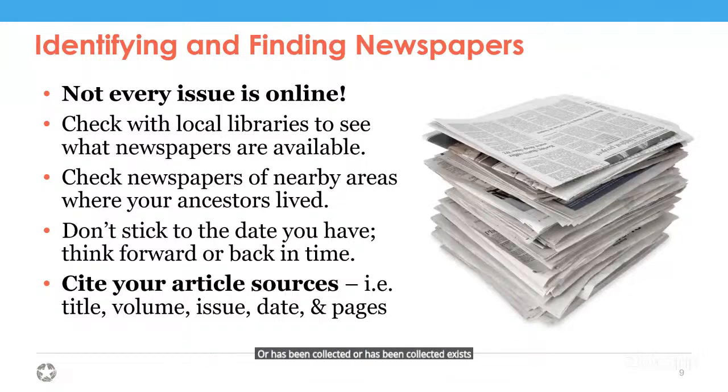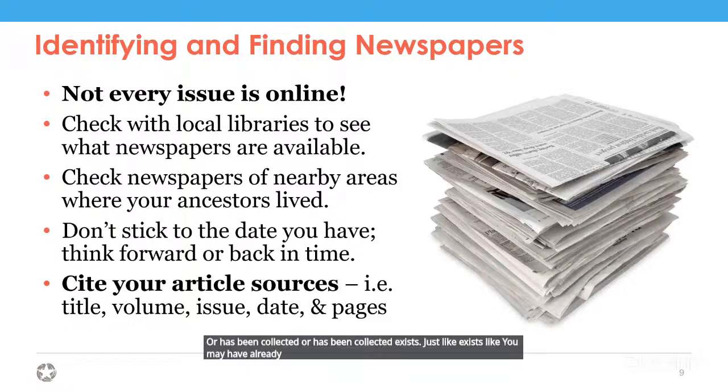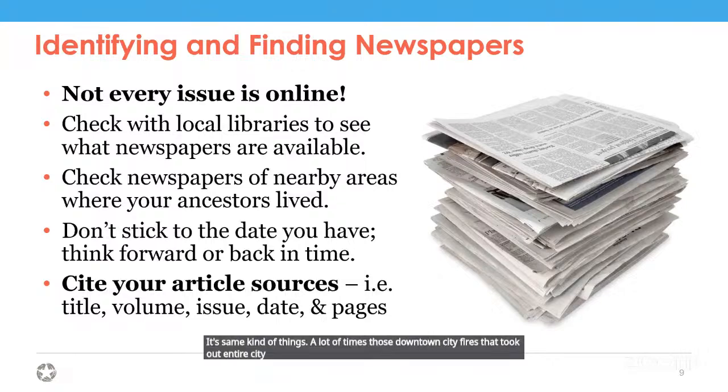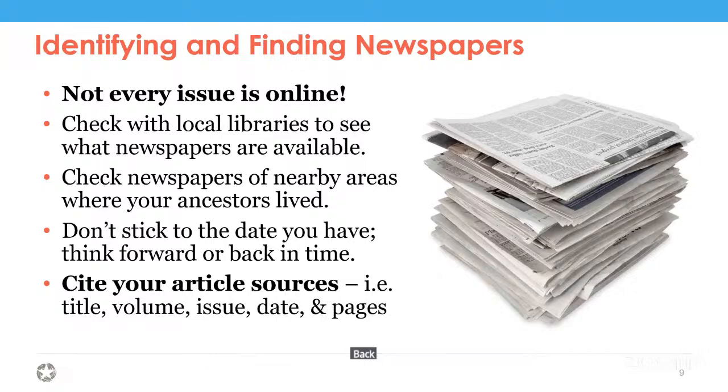Just like you may have already found out doing other genealogy research, trying to find courthouse records only to find out that a courthouse from such and such county burned in 1922 or 1912. It's the same kind of thing. A lot of times those downtown city fires that took out entire city blocks, like the Plano fire, also took out the newspapers. Frisco had a fire that wiped out the downtown that also happened to wipe out the newspaper. So all those back copies they may have stored or had on hand disappeared to history.